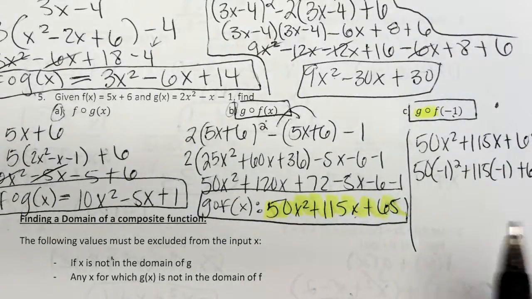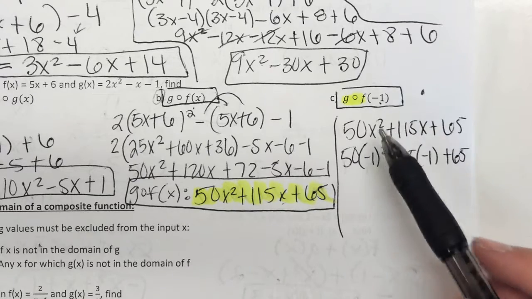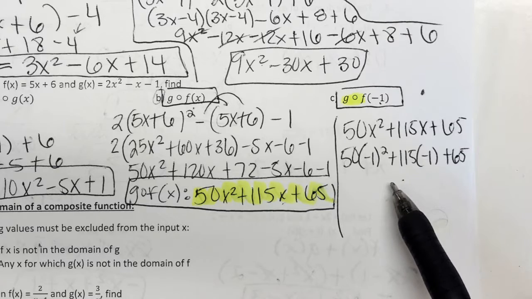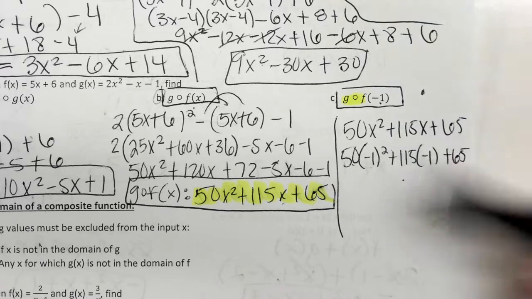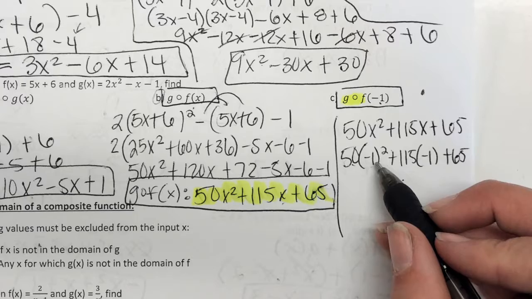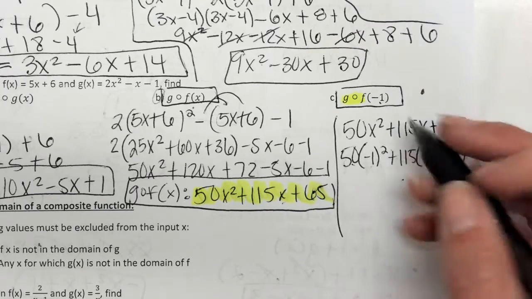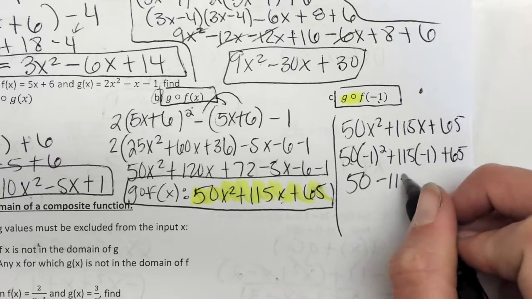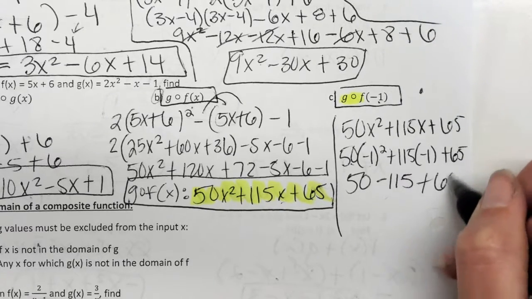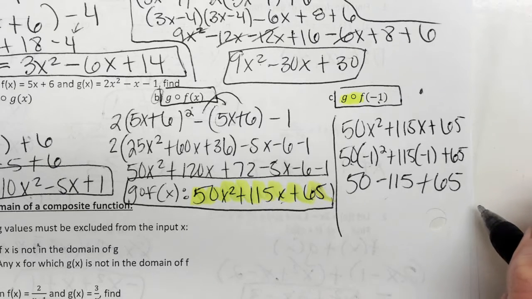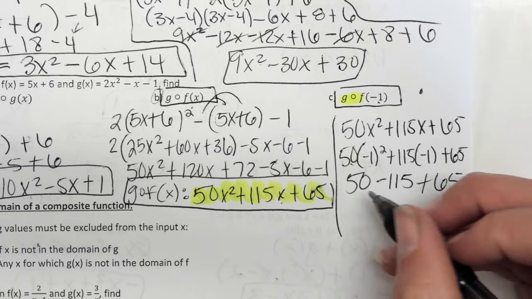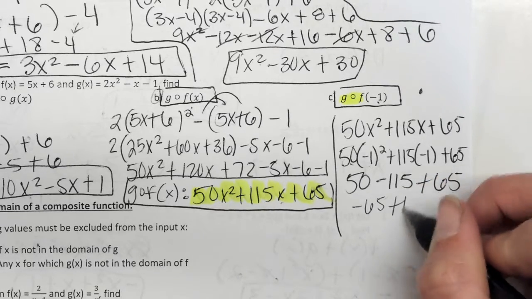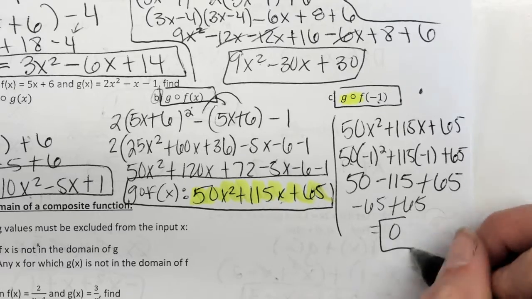So anytime you're finding F of G of negative 1 or composing functions with a number, you're going to end up with one number. So 50 times negative 1 squared. Negative 1 squared is just going to be 1, because a square would make it positive, so this would just be 50. 115 times negative 1 would make negative 115. Plus 65 comes down. So 50 minus 115 is going to give us negative 65. And we'll bring down the plus 65, so it ends up being 0.